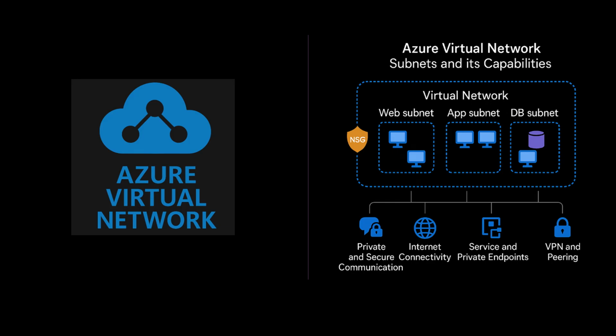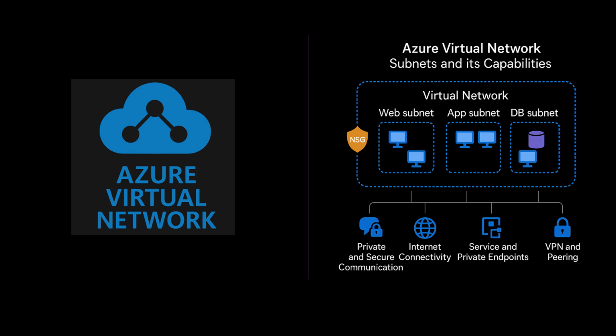Connectivity beyond Azure is just as flexible. You can connect your on-premises data center to your VNet using a site-to-site VPN over IPsec, or go with ExpressRoute for a private high-bandwidth connection. If you are working across multiple VNets, whether in the same region or across different ones, VNet peering lets you link them seamlessly with low latency and high throughput.